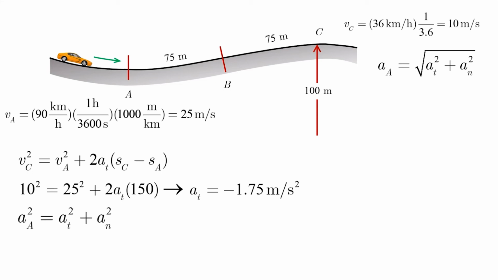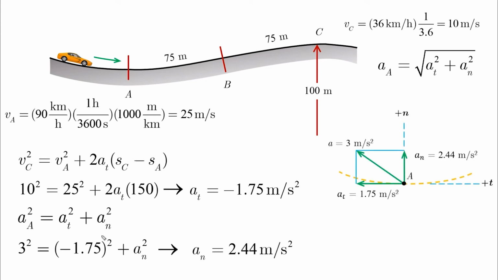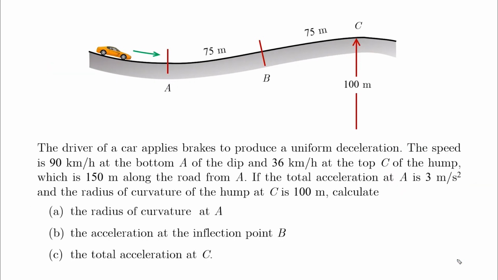Using AT in the total acceleration at point A and squaring both sides, our unknown AN is easily found to be 2.44 meters per second square. And this is what is actually happening. AT is negative, AN is positive, and A will have this direction. And rho now can be found to be 256 meters.